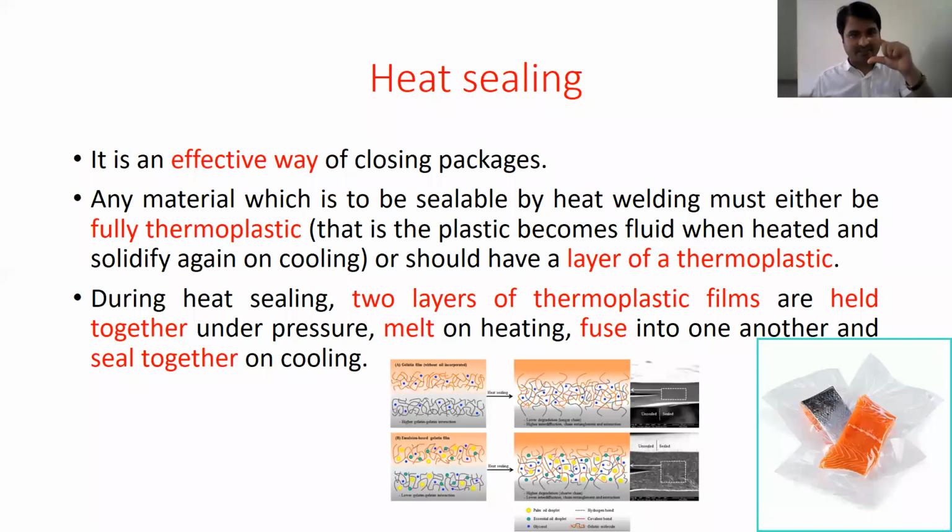Suppose two layers of film are there. This is the upper layer and this is the lower layer. These two layers are open. After filling our contents or food, we have to seal or join it. So during joining, we are applying heat. If we apply heat over this film, because of the property of this packaging or film material, it will melt. At the time of melting, it will fuse to each other.